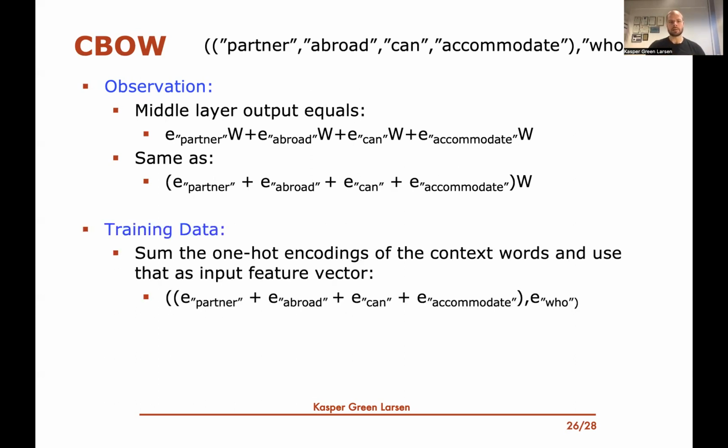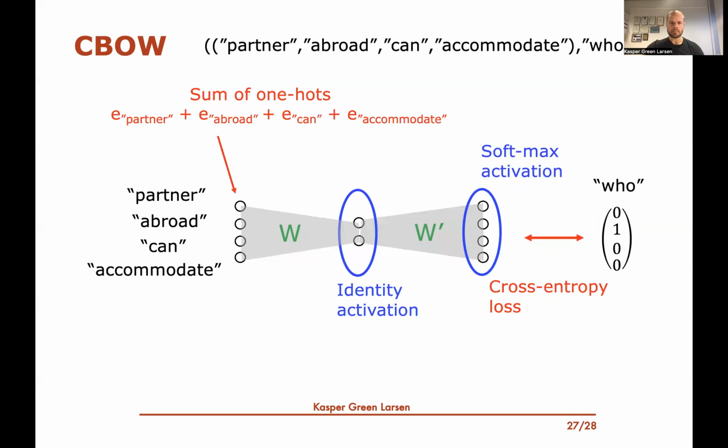Okay, so this means there's a simpler way of representing the training data. Instead of having 4 separate chunks with inputs to our neural net, we're just going to have one chunk with one neuron for each of the words in the dictionary. Then we're going to sum up the one-hot encodings of the context words and use that as our input features. So we're just going to sum up these 4 one-hot encoded vectors. Now we have a vector with 4 ones and the rest are 0, and that is our input feature vector. So now it's only length D, not length 4D.